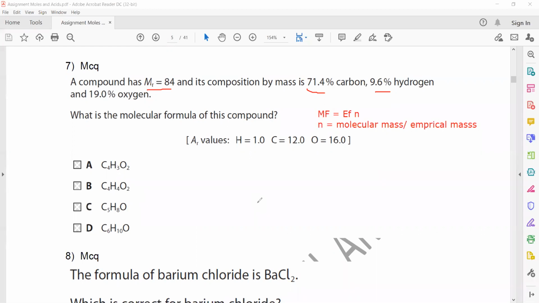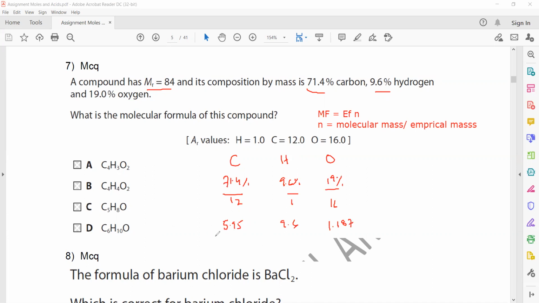So first we will find the empirical formula from the percentages. The carbon, that is 71.4%, hydrogen 9.6%, and oxygen is there, which is 19%. The first step, we'll divide by atomic mass. So carbon atomic mass is 12, hydrogen is 1, and oxygen is 16. So 71.4 divided by 12 is equal to 5.95. This will be 9.6, and this will be 19 divided by 16, that's equal to 1.187.